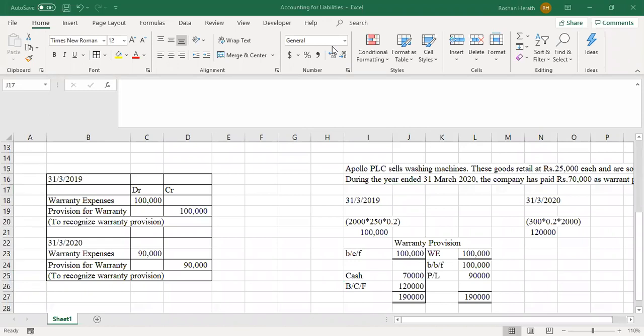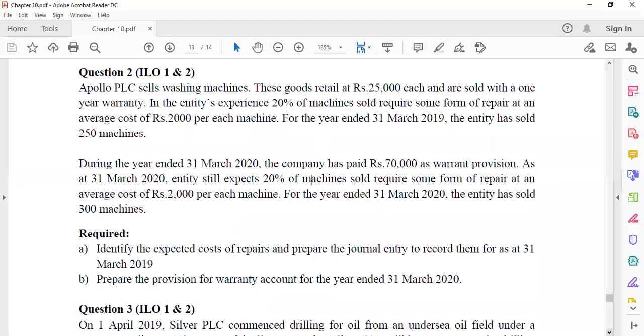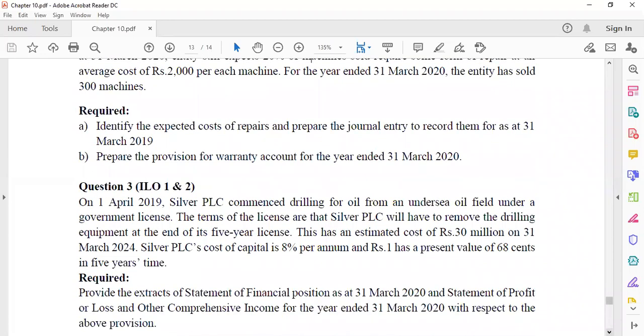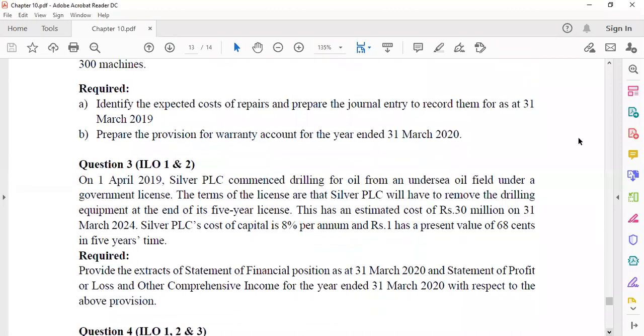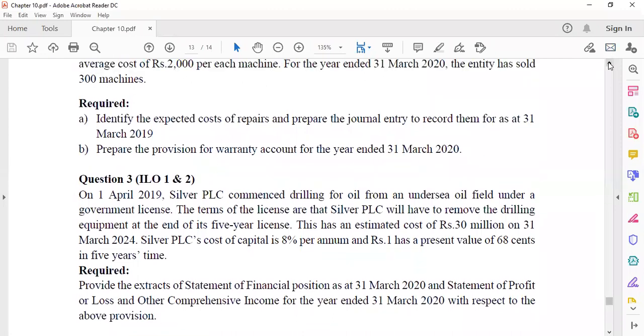Right. Now let's move on to the third question. Let's see what is that. Okay. So this is a kind of exam type question. Something similar to this you have discussed in your lecture as well. But we may have a look at that here as well.